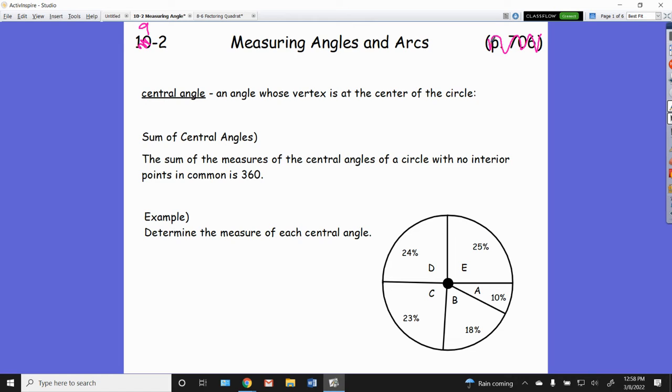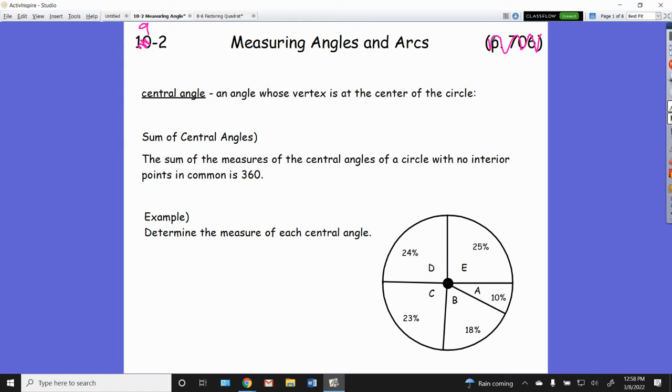So a central angle, guys, is an angle whose vertex is at the center of the circle. I think of it as a traditional slice of pie, okay? That's a good central angle thought. If you had to imagine it, it's a good slice of pie where it goes straight to the middle, all right? So that's your central angle, all right?